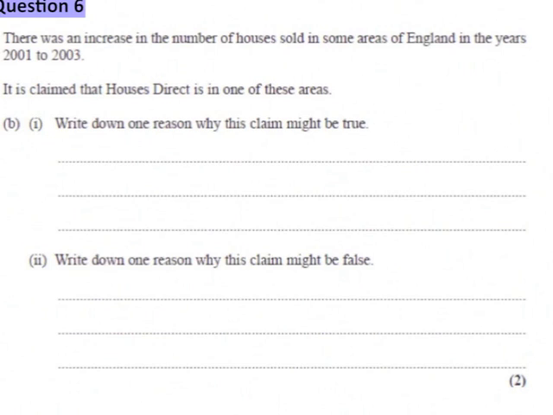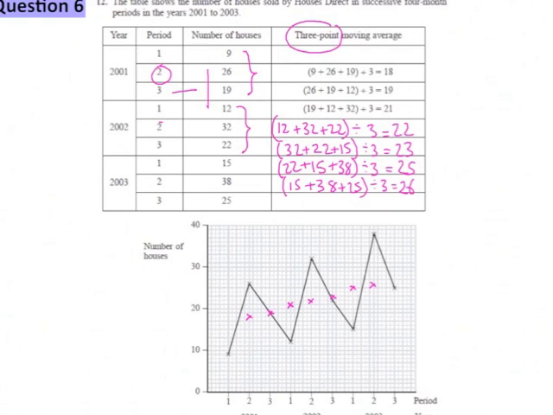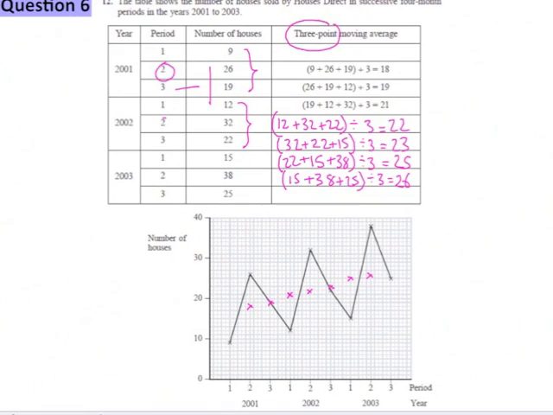Excellent. So we're then told that there was an increase in the number of houses sold in some areas of England in these years. And it was claimed that Houses Direct is one of these areas. Write down one reason why this claim might be true. So, is Houses Direct in this area of increasing houses? Now if we draw in our trend line, we can see that house numbers are increasing. The line is going up. So actually, one reason why this could be true is that there is an upward trend.